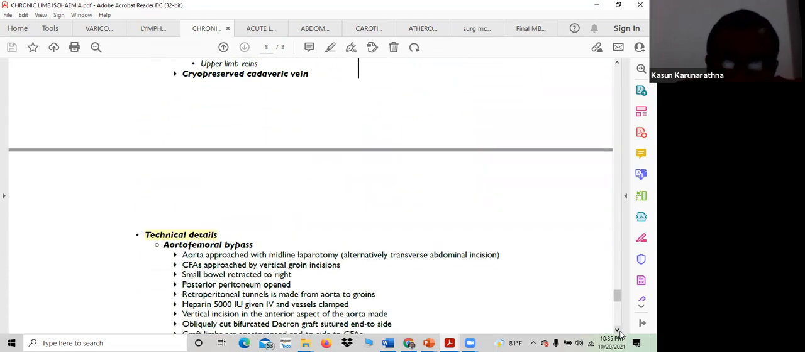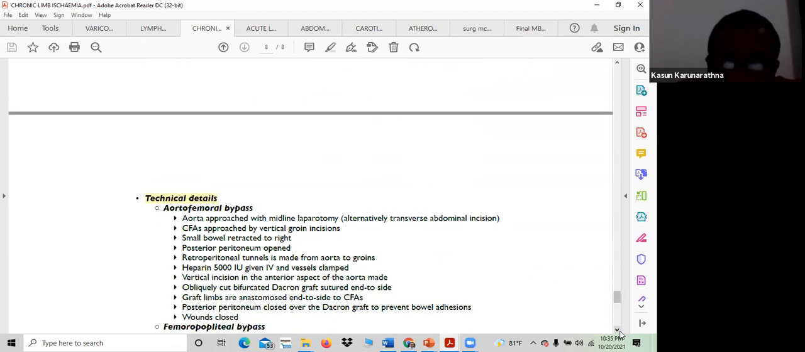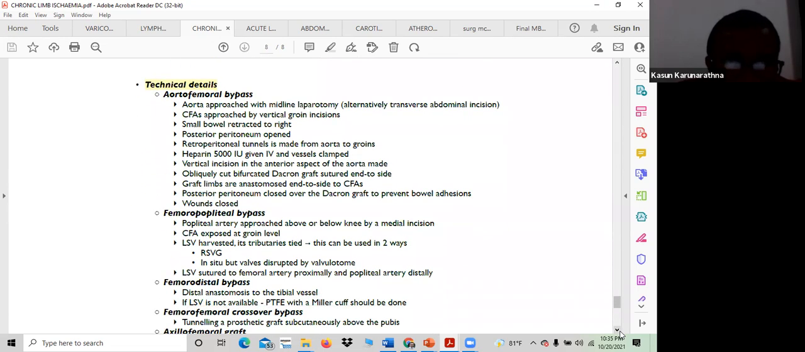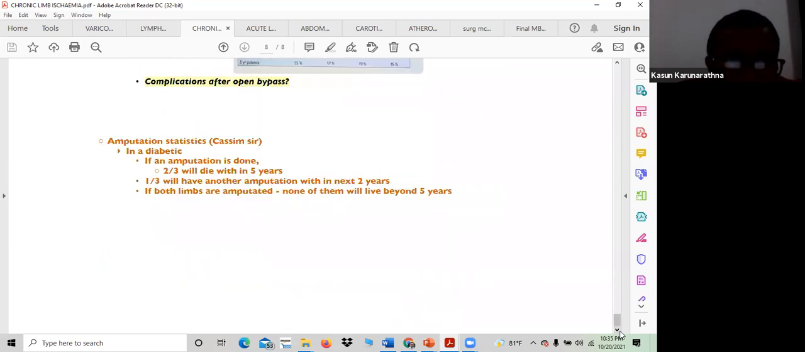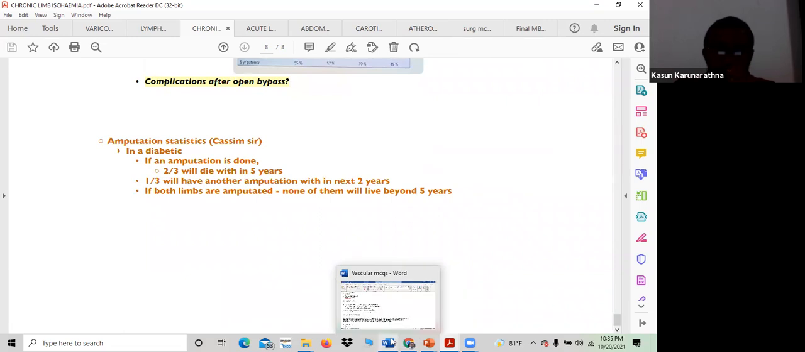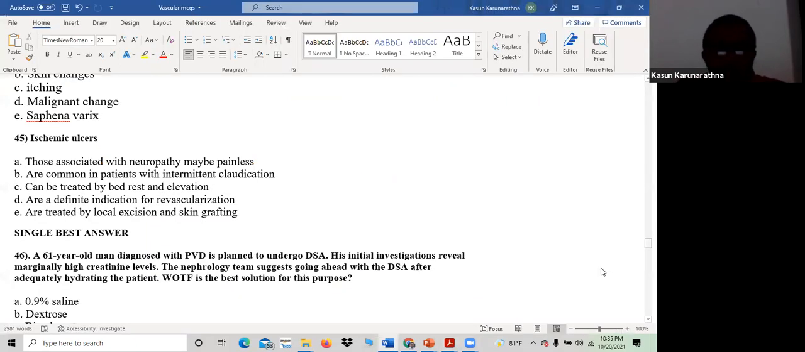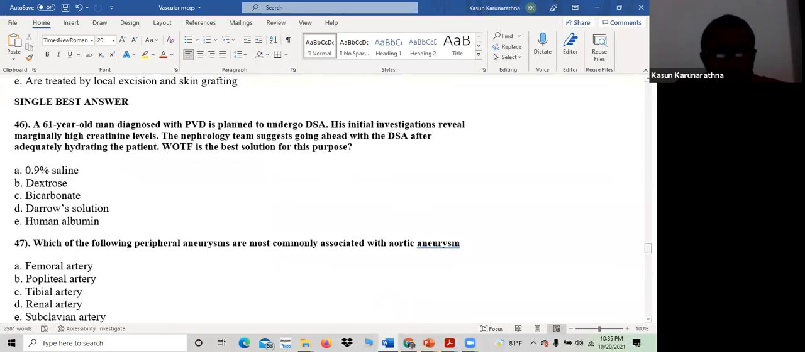The conduit for bypass graft can be a venous graft, natural graft, or synthetic graft, right? Okay, that's that. Then we'll move on to acute limb ischemia.